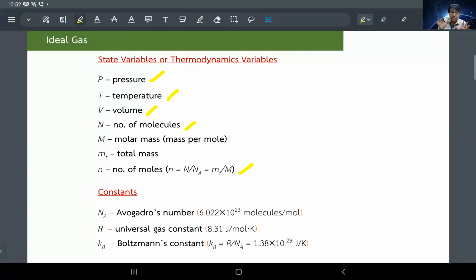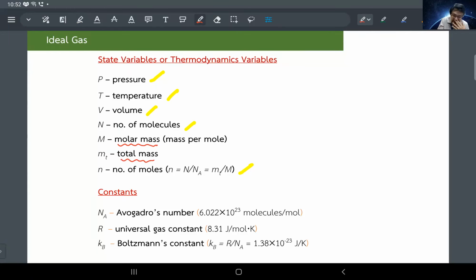You have enough state variables that can be used to describe the gas. The two that are not so well known, or that you're not going to use a lot, are the molar mass and the total mass. I think total mass is not very easy to use because who is going to weigh the gas? What is the mass of the oxygen molecules in the room right now in kilograms? Who will do that, right? Nobody wants to do that.